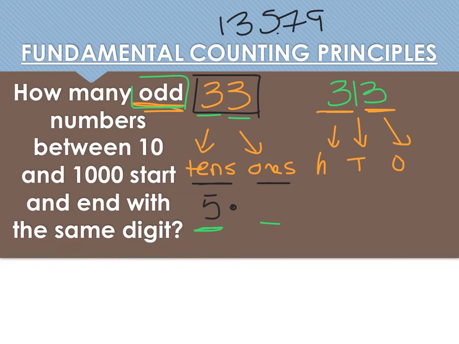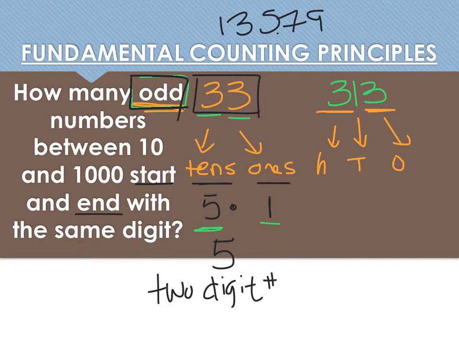So let's say you pick the number 5 for your tens spot. That means you only have 1 option that can go in your ones spot, and it's got to be 5. Or let's say you pick the number 3 to go in your tens spot. You only have one option then, and it's got to be 3, because remember the first and the last digit have to be the same. So you have 5 numbers that you could possibly put in the tens spot, but you really only have one number that you could put in the ones spot in order for it to be odd and start and end with the same digit. So 5 times 1 is 5. So there are 5 2-digit numbers that fit this scenario. Only 5 of them.